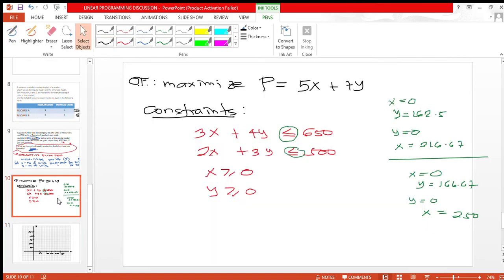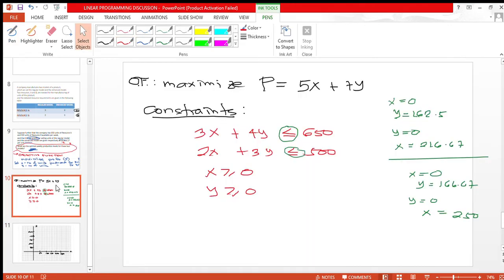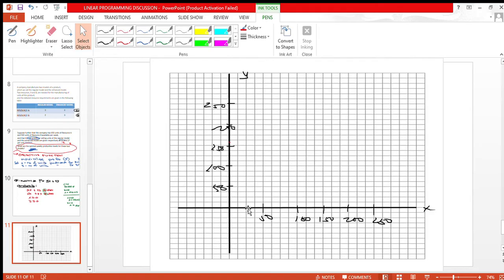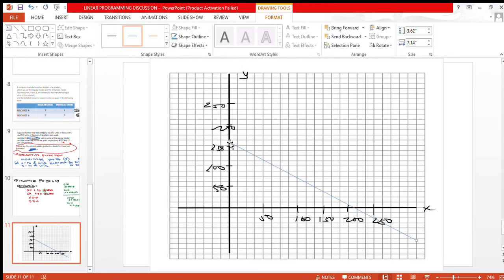Okay, the first one. X is 0, y is 162.5. 150, 162.5 is somewhere here. There. And then, if y is 0, x is 216.67, somewhere here. I'm just approximating. Okay. Then let's now join those points together. Let me extend this line. And then let's change the color. Okay. So that will be the equation of the first line.